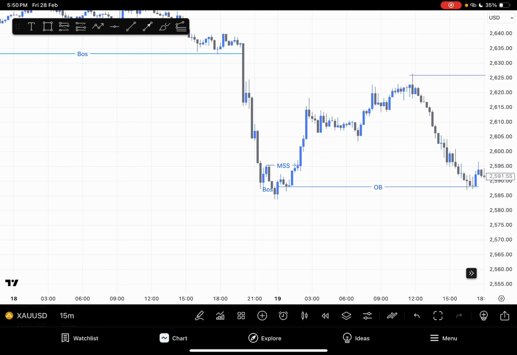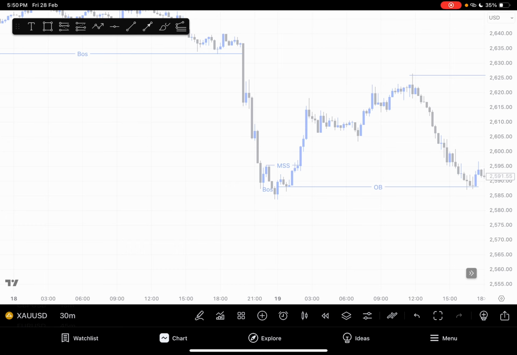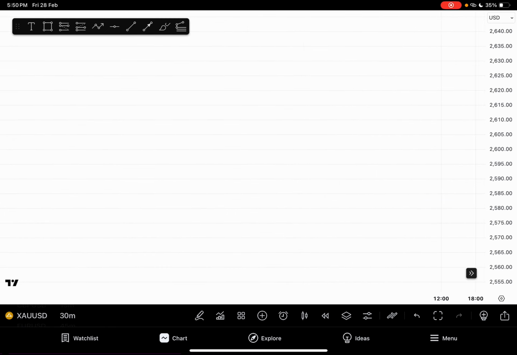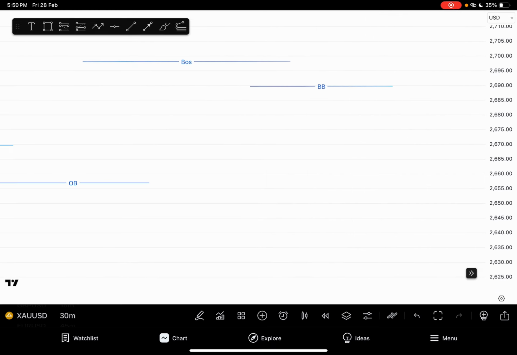Then what next? You look for an order block. You know, each time price creates a market structure shift on gold, it usually uses an order block. But if it's a break of structure, it uses a breaker block. So you can see from there, if you go down to a 30-minute time frame, you can spot the order block there very clearly.